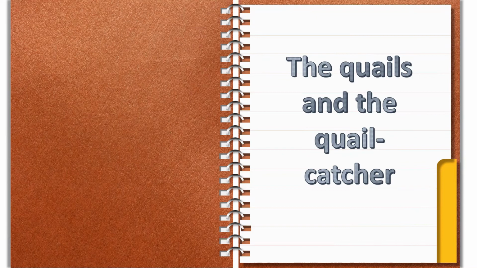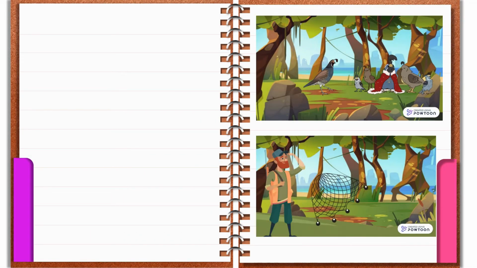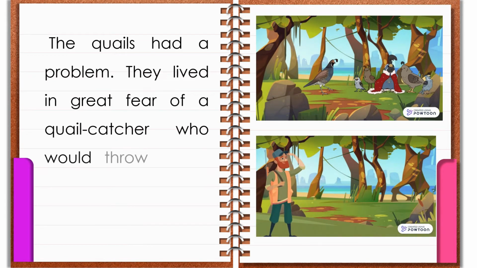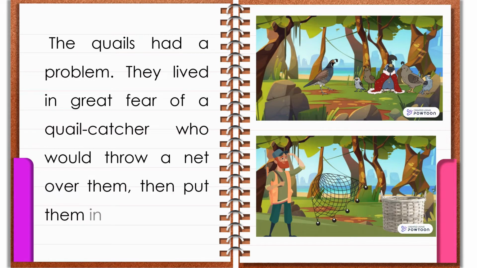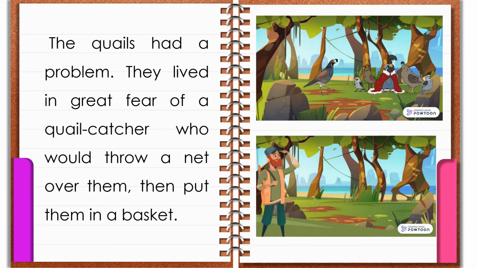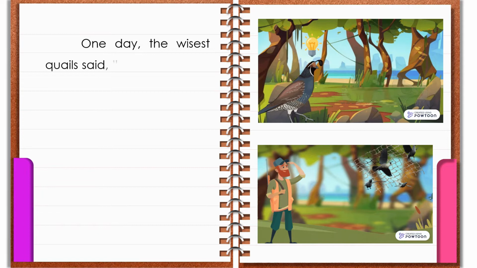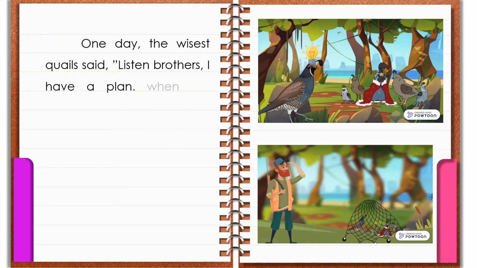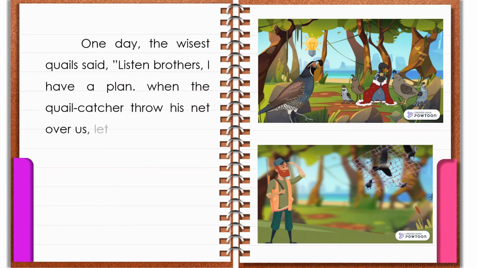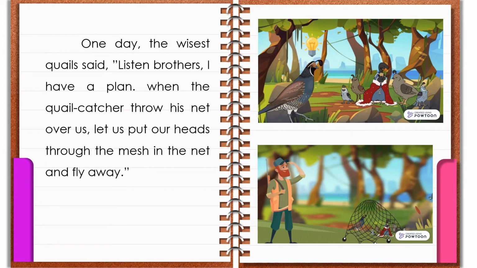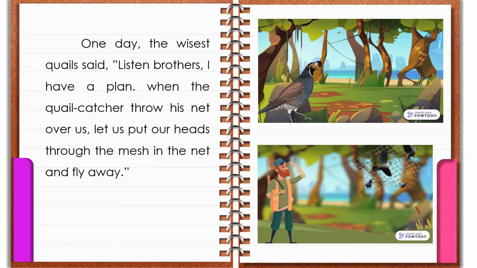The Quails and the Quail Catcher. The quails had a problem. They lived in great fear of a quail catcher who would throw a net over them, then put them in a basket. One day, the wisest quail said, "Listen, brothers, I have a plan. When the quail catcher throws his net over us, let us put our heads through the mesh in the net and fly away."